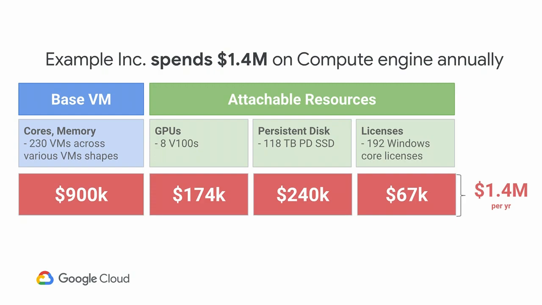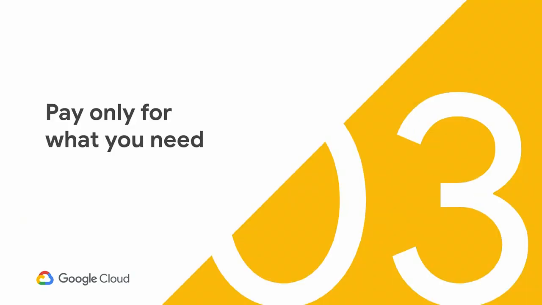And the purpose of this example company is to help illustrate what an optimization can do on the overall bill for a semi-real example. And just to make sure that we're all aligned, they're spending $1.4 million. They've got a whole bunch of cores. So they have 230 VMs running across different VM shapes. They've got some GPUs, just 8 V100s. They've got about 120 terabytes of PD SSD, and they're also running some Windows workloads. So let's take Example Inc. on the journey of doing some cost optimization.